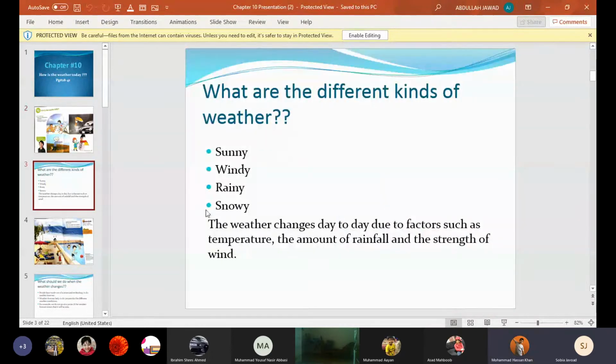The weather changes day to day due to factors such as temperature, the amount of rainfall, and the strength of wind. So what do you think? The weather remains the same the whole year or it changes? Yes, grade one. The weather changes day by day or it remains the same? Day by day. Yes, it changes. Sometimes it's windy, sometimes it's snowy, sunny. Yes, we can say.